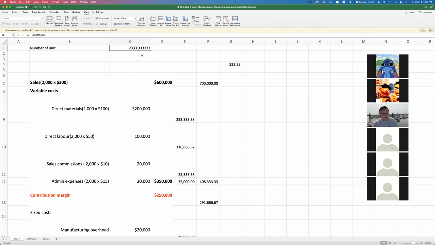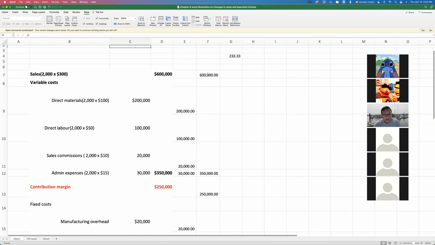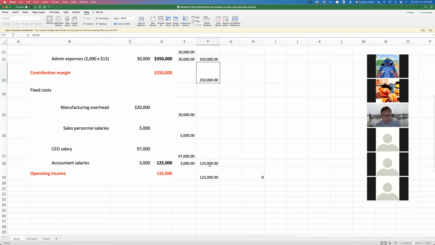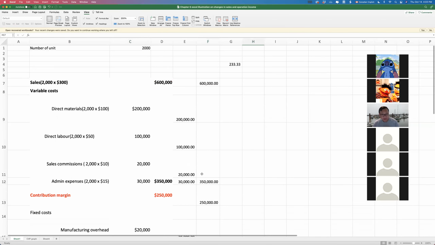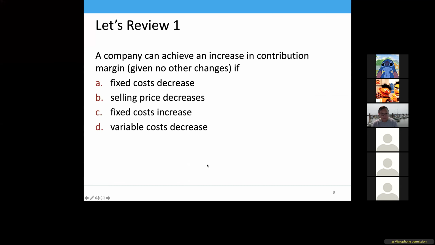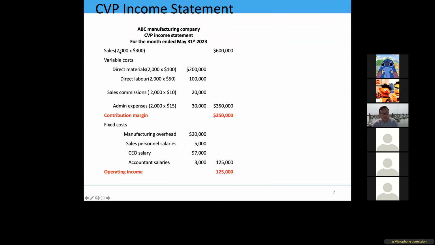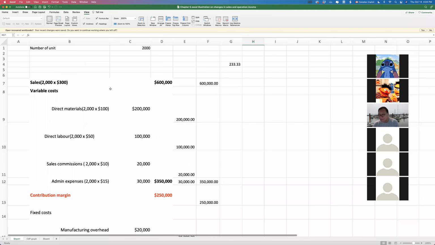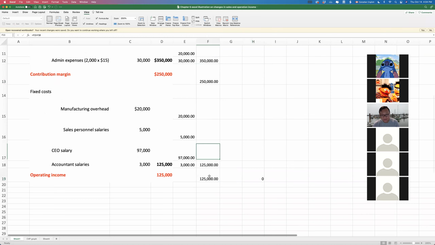Awesome. So remember, one is 2,000 units. If I sell 2,000 units, for the same example, this is the format. I have sales of 600,000, my total contribution margin is 250,000, and operating income is 125,000. We are talking about when I sell 2,000 units, the number is 600,000. I'm making this format in the Excel sheet: 600, 250, and 125,000.